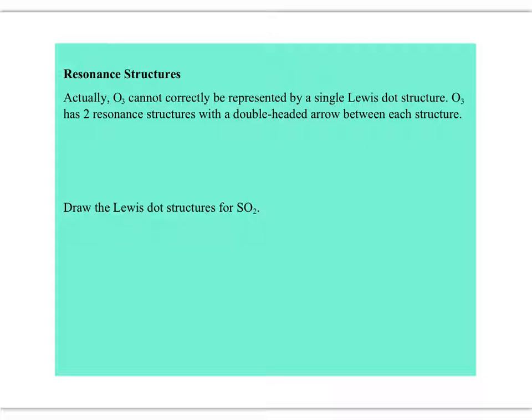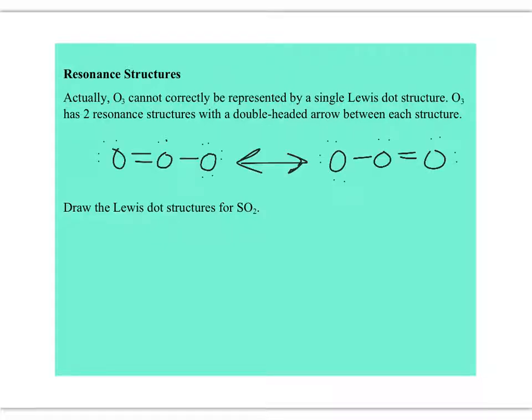And when this happens, this is called a resonance structure. So you could draw the Lewis dot structure for ozone one of 2 ways, with the double bond on the left side and with the double bond on the right side. There is no way to draw just a single structure for ozone, so we draw out both.